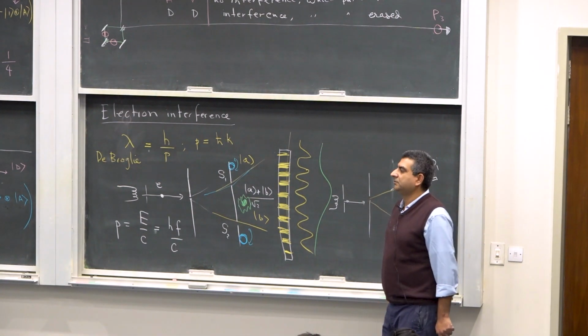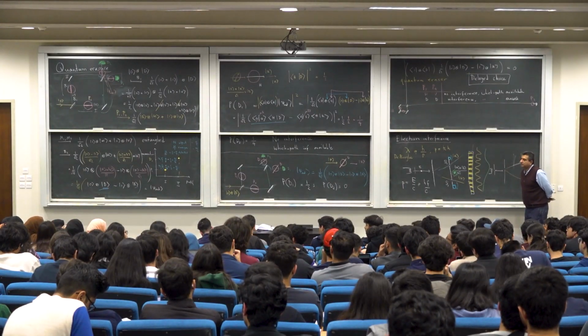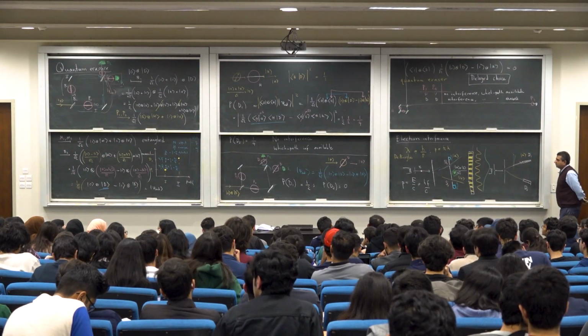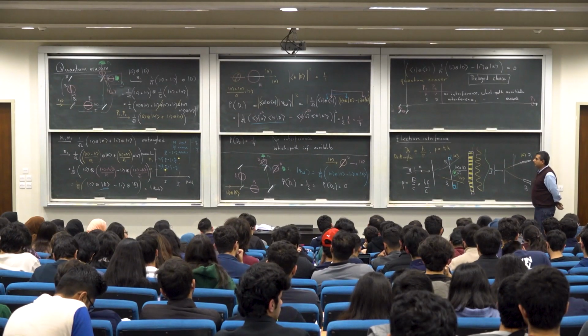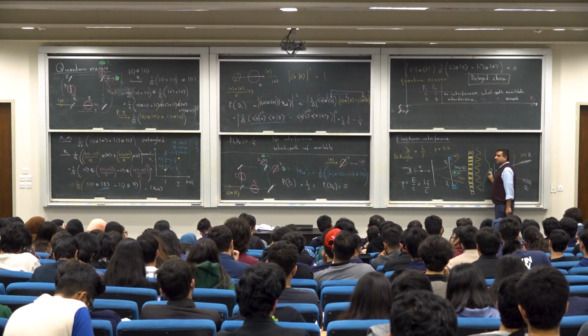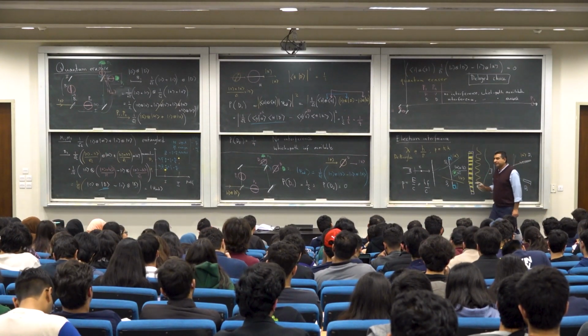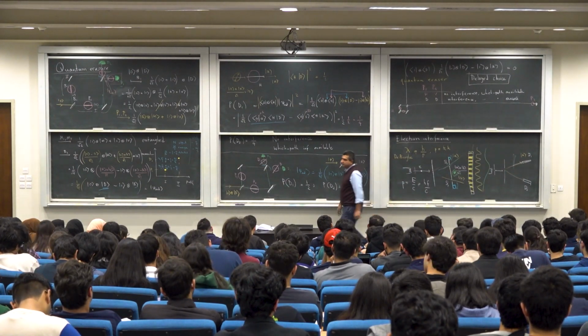Yes, please. Sir, you mentioned before when we are getting the which path information, we won't be getting fringes. Then why are we getting fringes when we have a light source there? No, when we have light source, the fringes will disappear. Now let's connect this with the delayed choice thing.